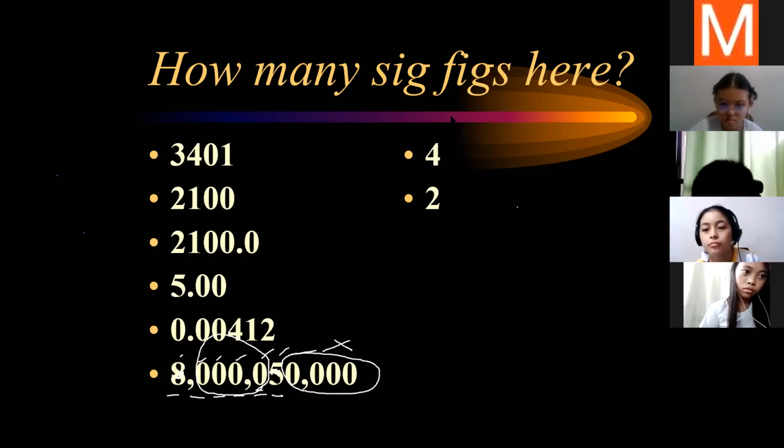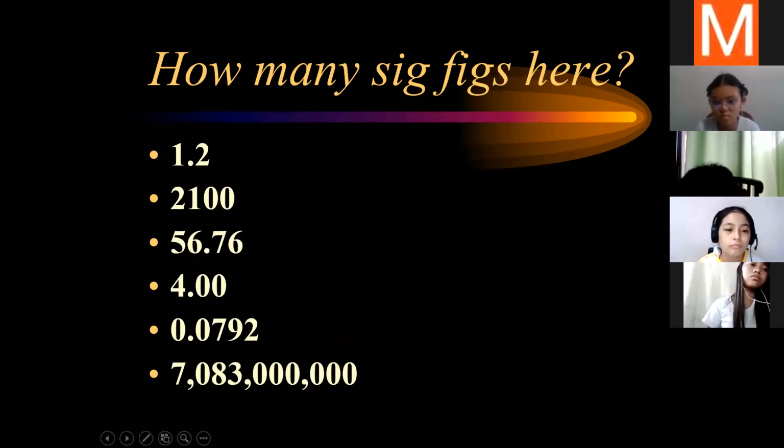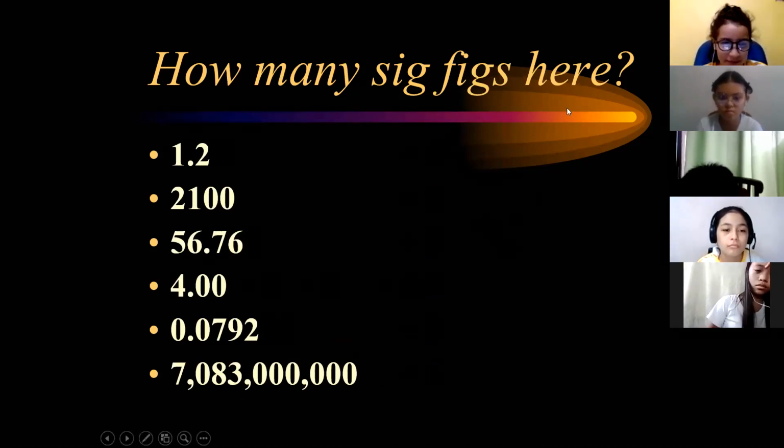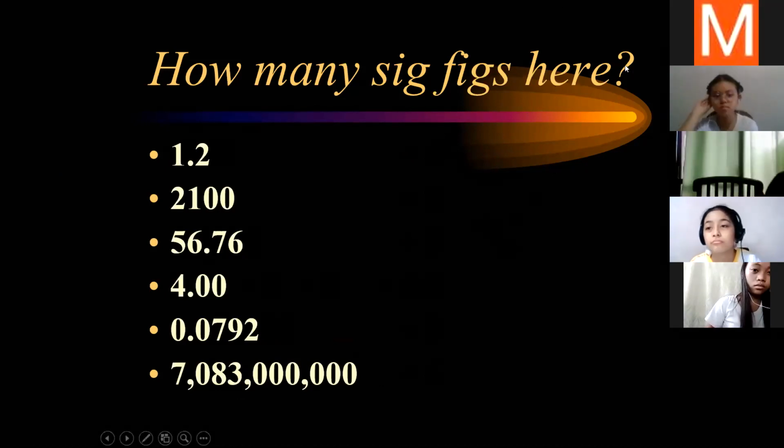Okay, thank you. If you have clarifications, feel free to ask. How many significant figures are there in this one? 1.2. Chloe.